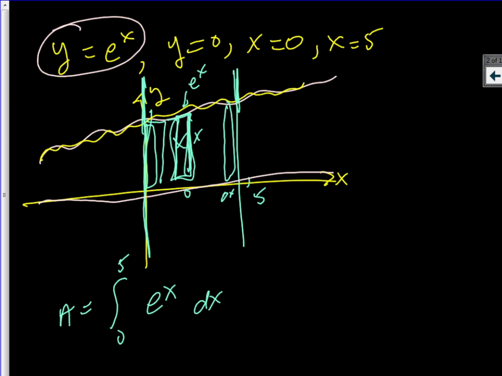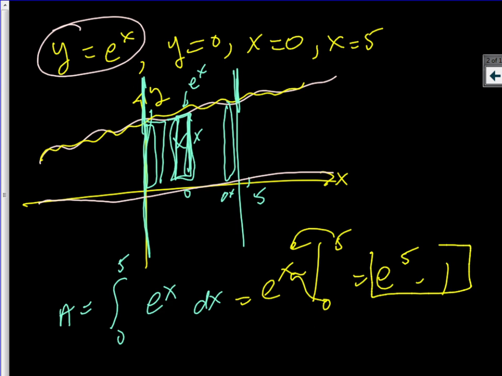And the integral of e to the x is simply e to the x, and we're evaluating it from 0 to 5. So we get e to the 5, we plug in 5 first, minus e to the 0, but e to the 0 is 1. So this area is e to the 5 minus 1 square units.